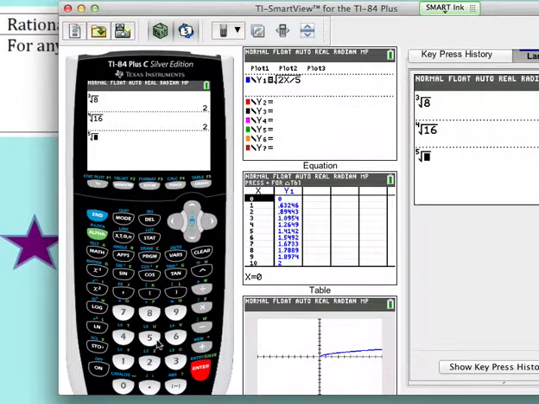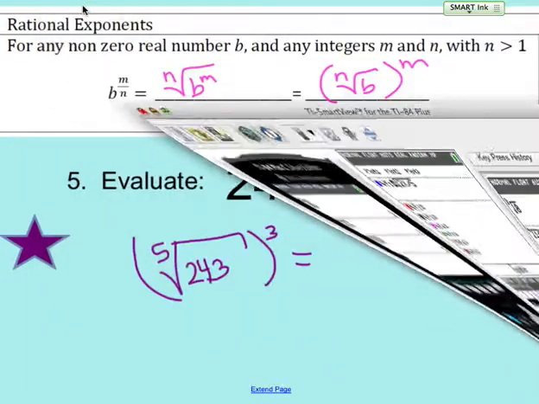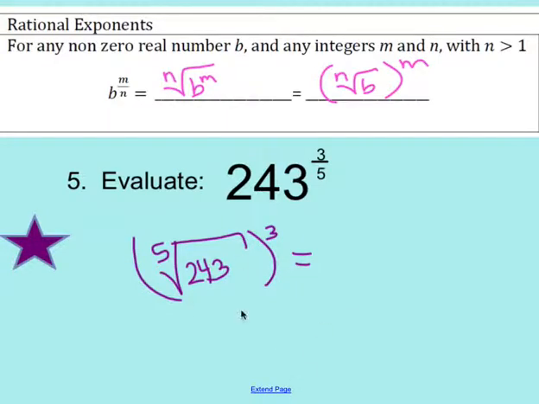The 5th root of 243, that will give me 3. Okay, so this inside part gives me 3. So it's really 3 to the 3rd, which we know 3 to the 3rd is 27. So there is my answer for example 5.